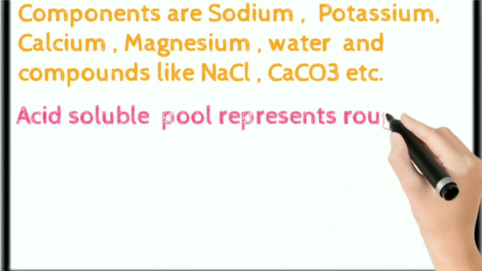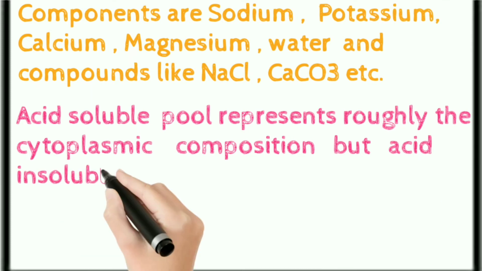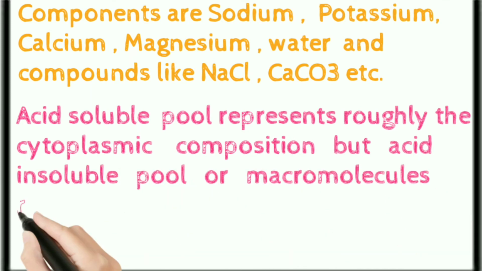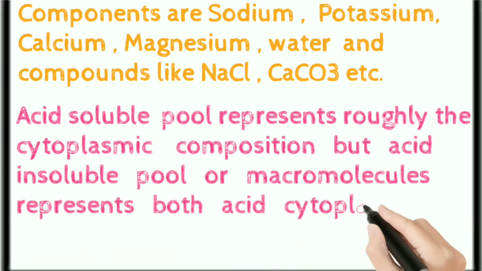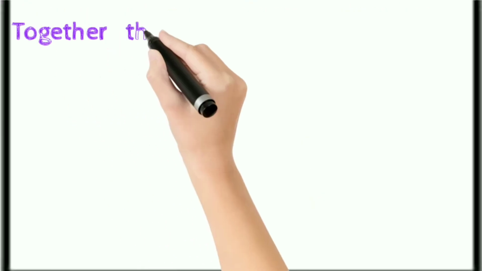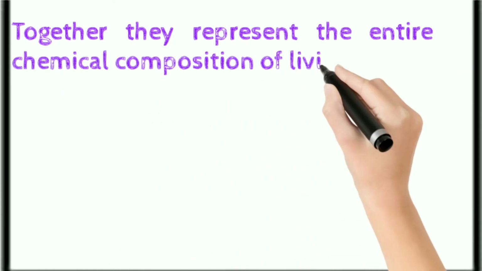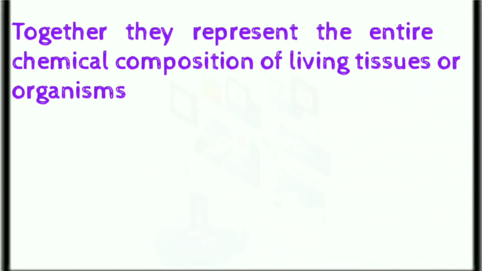Acid-soluble pool represents roughly the cytoplasmic composition, but acid-insoluble pool or macromolecules represents both cytoplasm and organelles. Together they represent the entire chemical composition of living tissues or organisms.